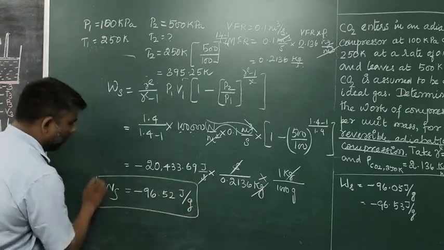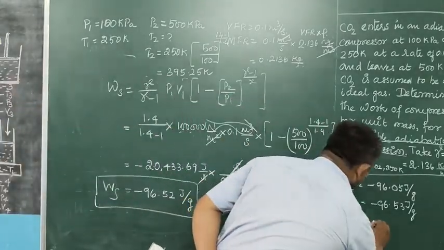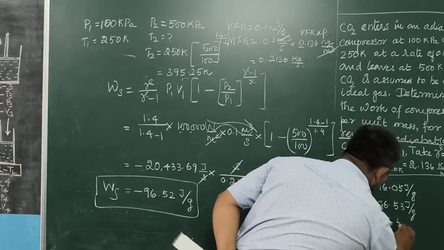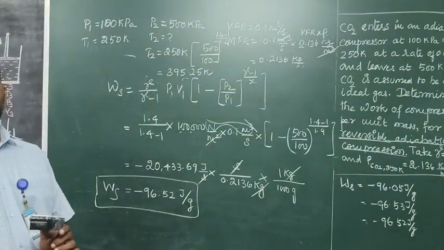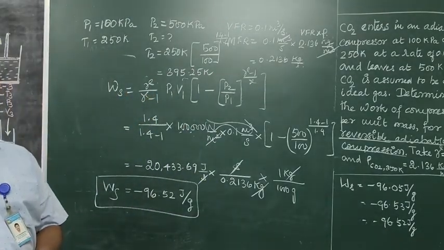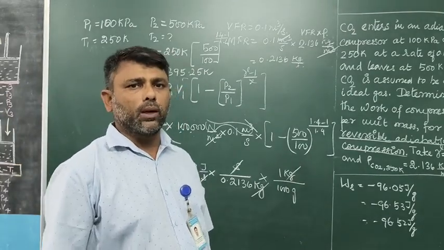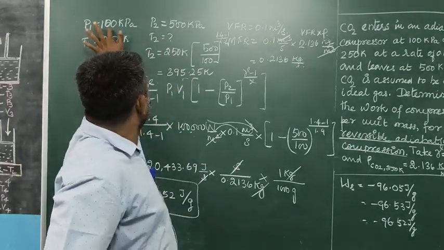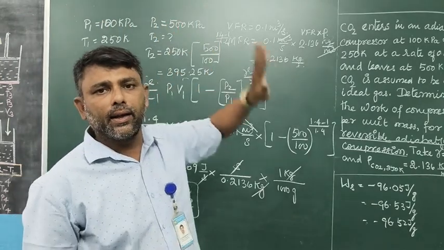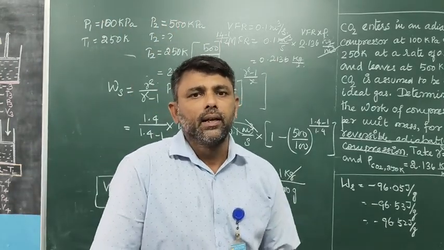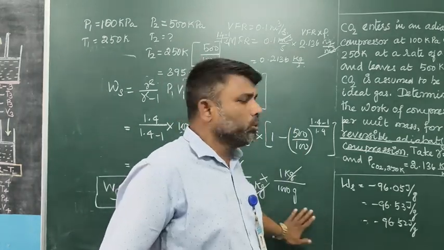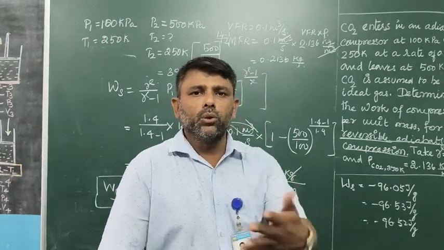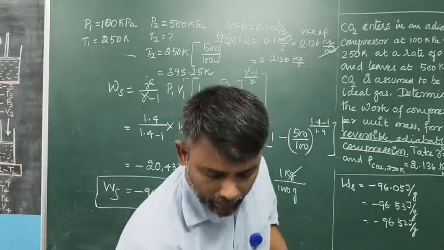In either of the methods, you can solve this problem. Minus 96.52 joules per gram. So in order to estimate the amount of work required for the compressor to compress the gas from 100 kilopascal to 500 kilopascal under reversible adiabatic condition, reversible adiabatic condition means it is an isentropic work. You can use 3 methods. Whichever one suits you, you can select the same. Okay, thank you.